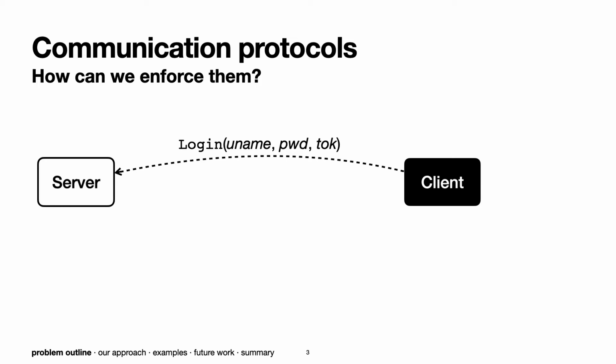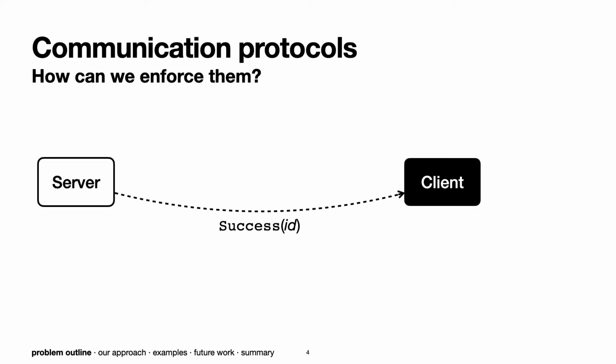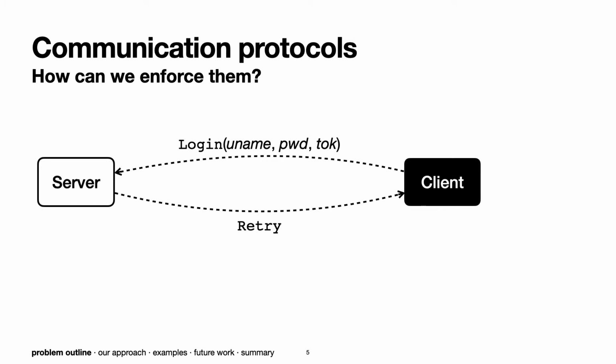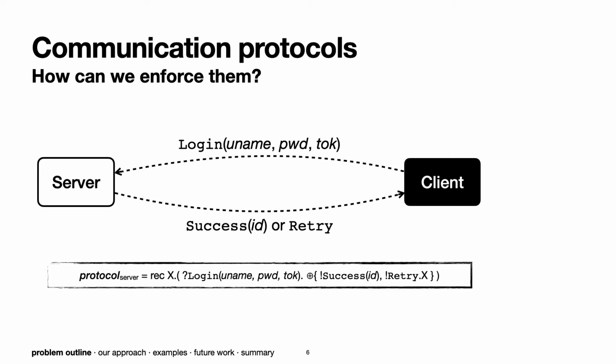This is the communication protocol that the server and the client must follow. The client initializes communication by sending a login request, including a username, a password, and a token. If the credentials are valid, the server replies with a success, including a session ID, which is then used by the client for further requests. Otherwise, if the credentials are invalid, the server sends retry, and the client can retry by sending another login request.